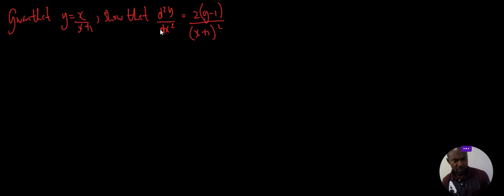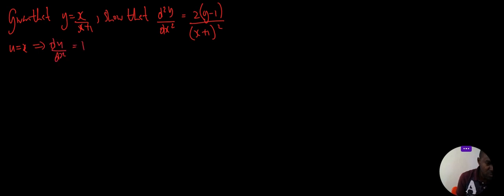So they gave us the function y expressed explicitly in terms of x, and we're asked to show that the second derivative d2y by dx squared is equal to this, which is 2 bracket y minus 1 over x plus 1 all squared. Again, we're going to have to apply the quotient rule. So we can say u equals x, which means that du by dx is equal to 1. Also, v is equal to x plus 1, which means that dv by dx is also equal to 1.